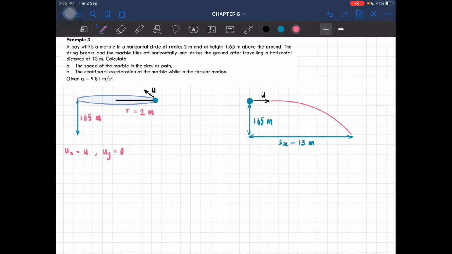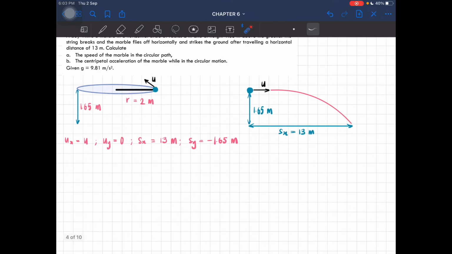Right. Then we know the range, the horizontal distance, which is equal to 13 meter, as well as the vertical, which is negative 1.65 meter. Why negative? Because now the marble is going down. I mean the distance. It breaks off, so it goes down. 1.65 meter is negative. Alright, then we need to find the value of u.